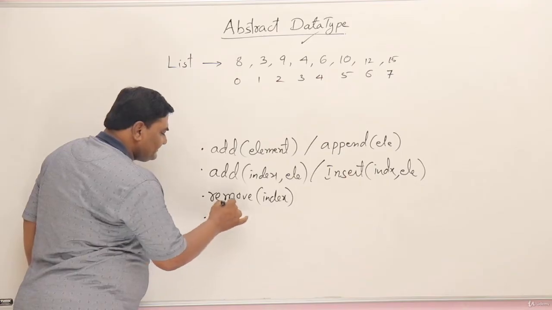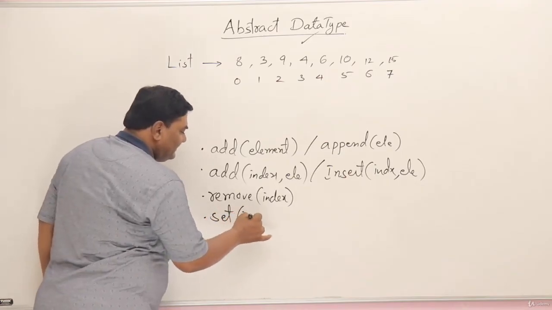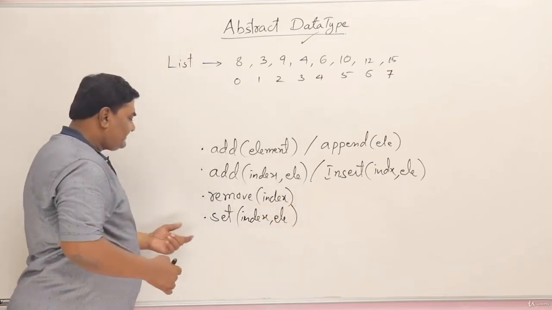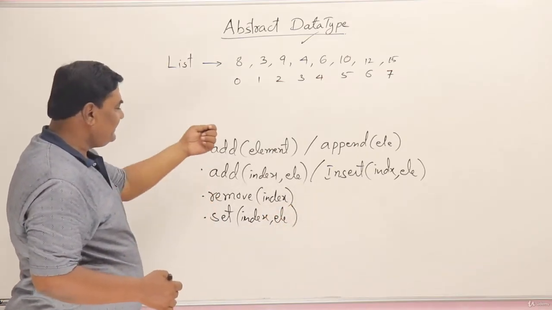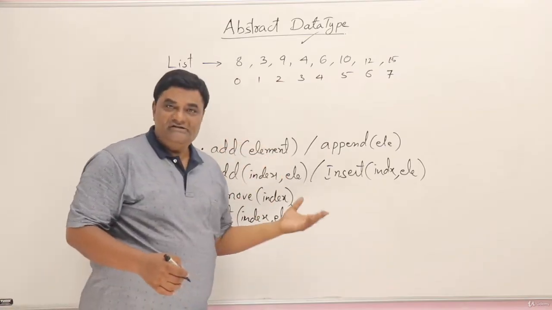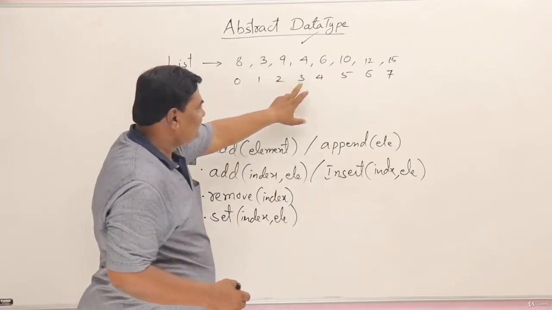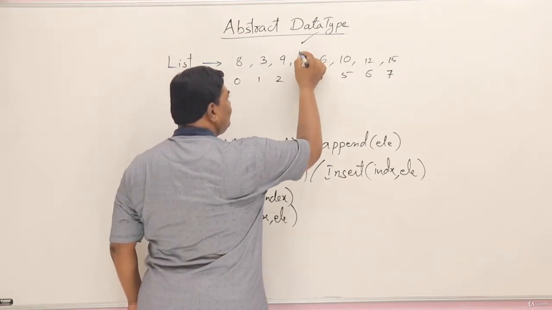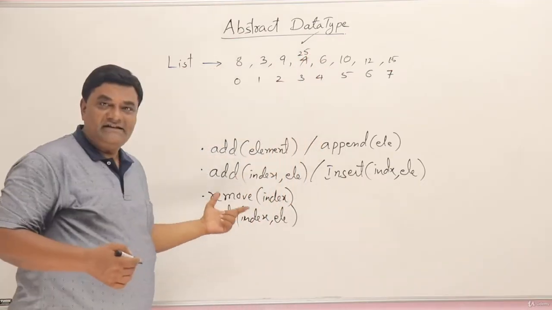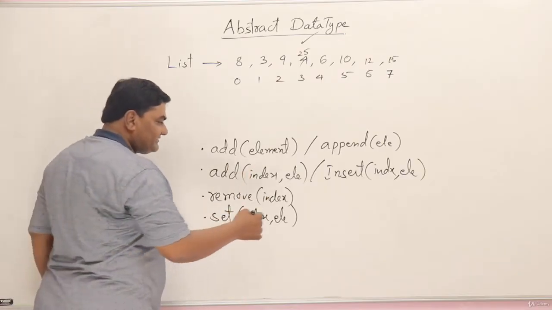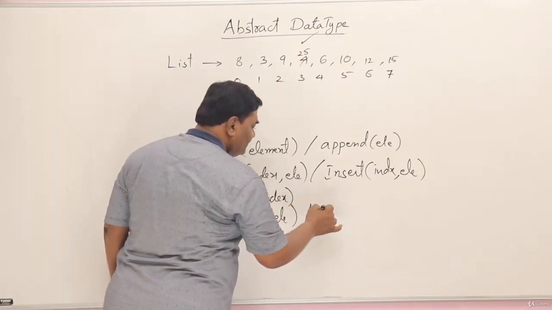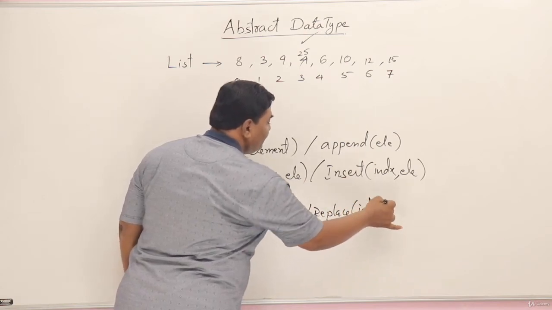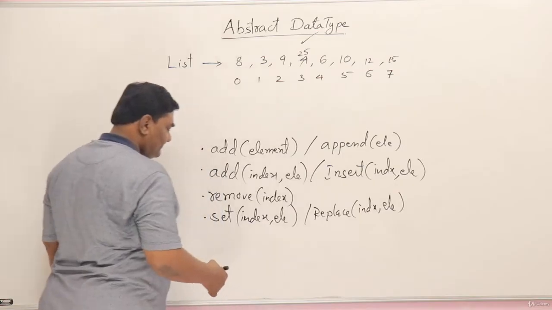Then the next operation is set at index a new element. This means changing an element at a given index. Suppose I want to change the element at index 3 to 25. So change this 4 to the value 25. Set can also be called replace, that is, replacing an element. Replace at a given index with a new element.